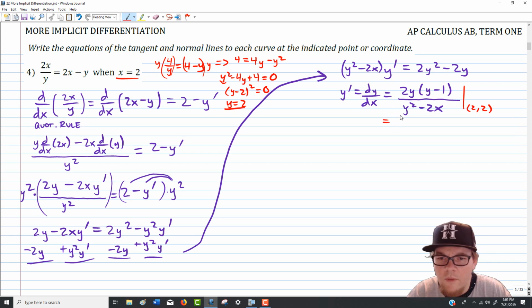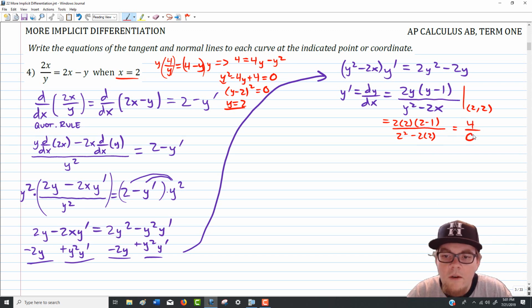Now that sounds like a perfectly reasonable thing to do. We'll have 2 times 2 minus 1 all over 2 squared minus 2 times 2. Now your numerator, get happy, it's 4. Your denominator is 0.